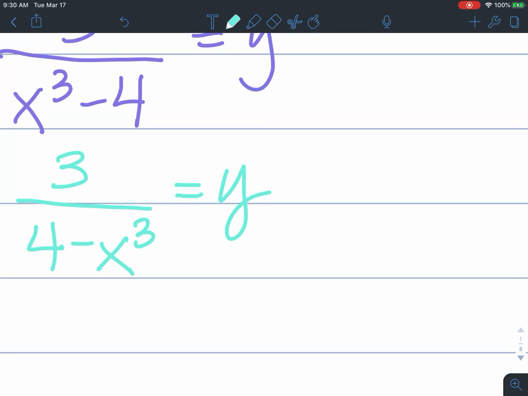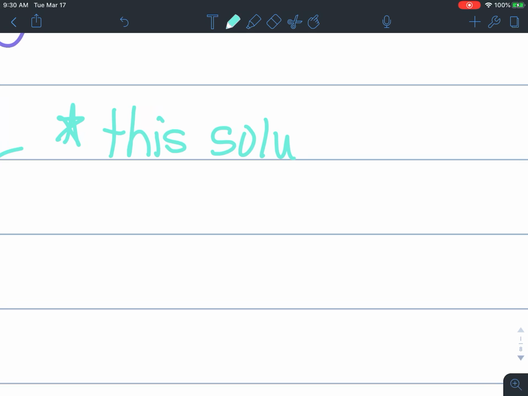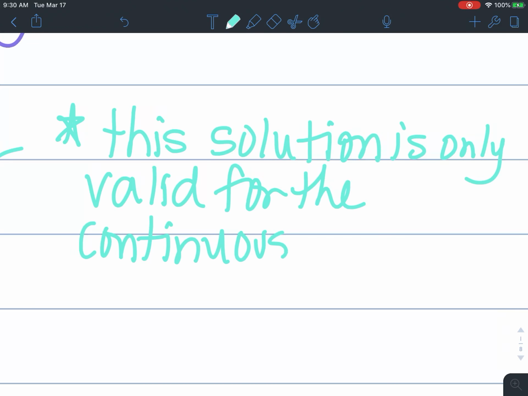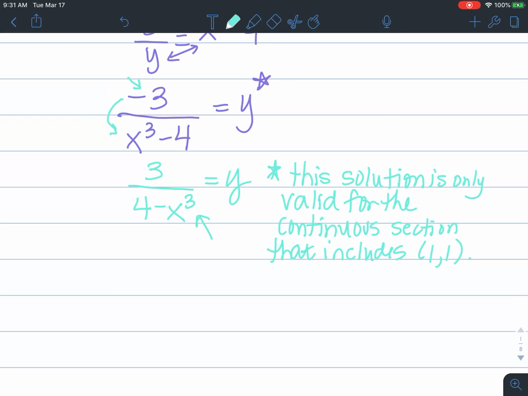A very important thing to note right here. This is the solution to the differential equation, but this solution is only valid for the continuous section that includes the point 1, 1. What do I mean by this?